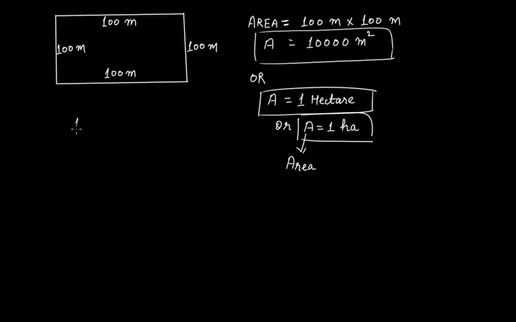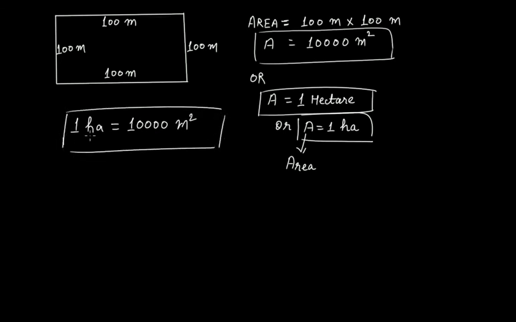It means 1 hectare is equal to 10,000 meter square. Okay, you have to remember this. 1 hectare is equal to 10,000 meters square. And you can remember it like this: a square whose sides are 100 meter, and if you calculate the area, then that comes as 10,000 meter square. You can simply convert it into hectare, that is 1 hectare is equal to 10,000 meter square. Remember this one, that's really very important.